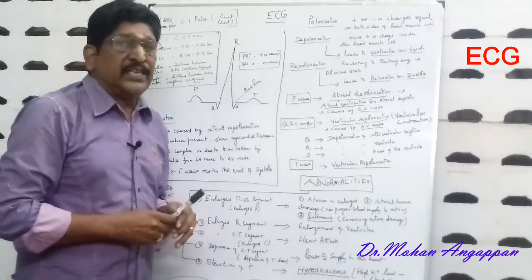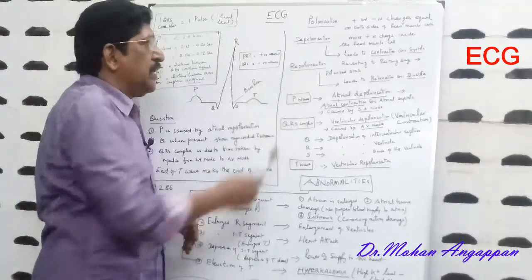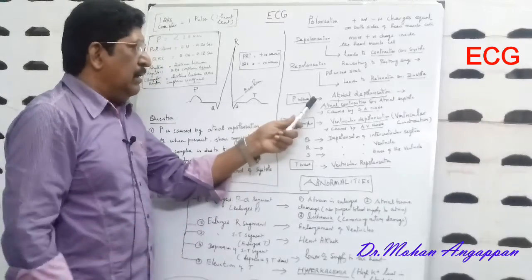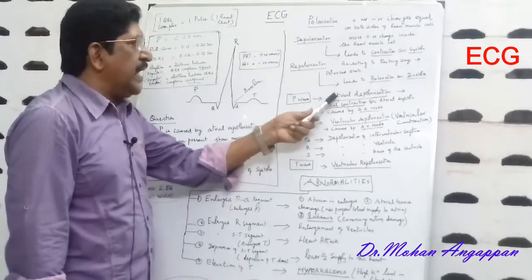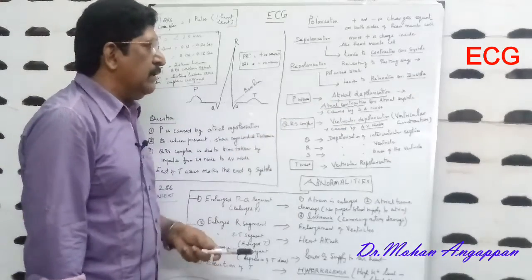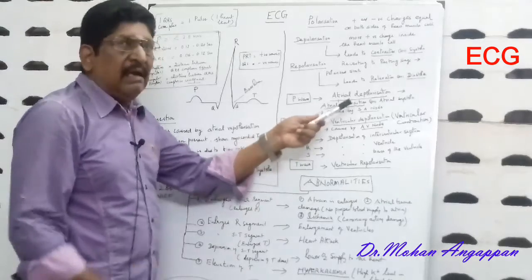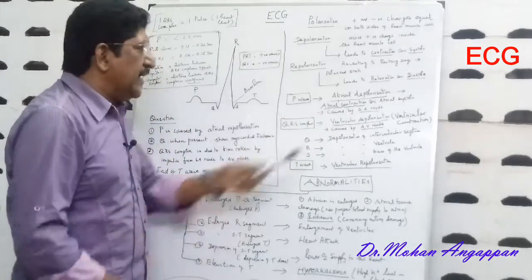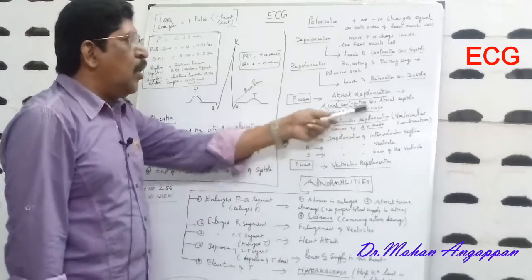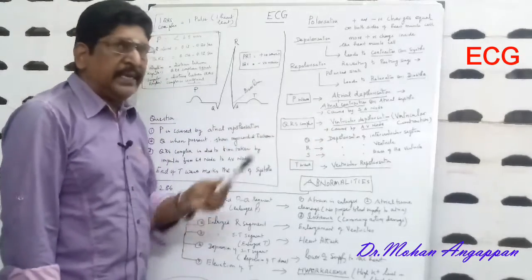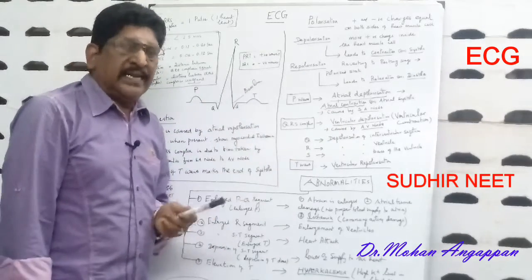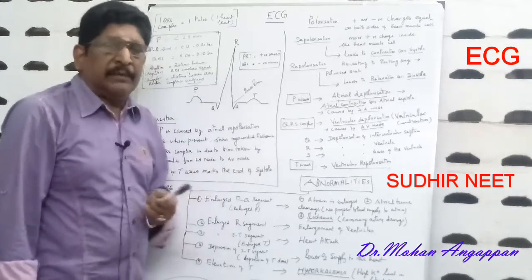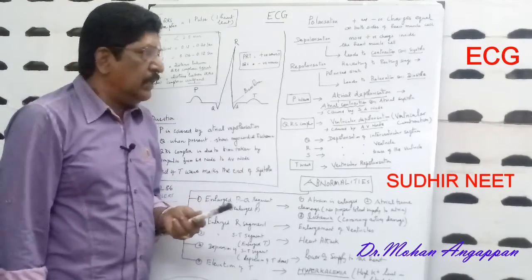P wave represents atrial depolarization. I told you what is depolarization: contraction or systole. So P wave induces atrial depolarization that leads to atrial contraction or atrial systole. That is caused by the sino-auricular node that is present in the right atrium, SA node, that is called the pacemaker or heart of hearts.